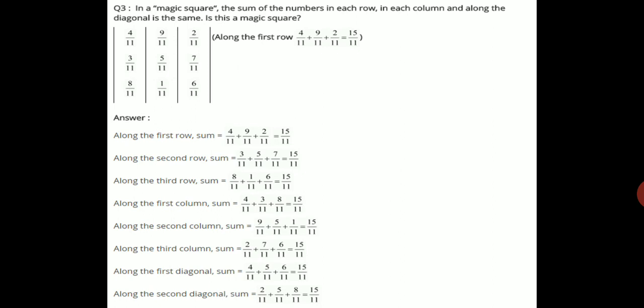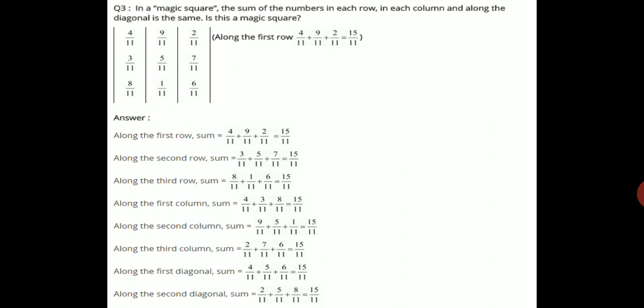Now the sum along the second row. In the second row, the first fraction is 3 by 11, the next fraction is 5 by 11, and the next fraction is 7 by 11. So it comes 3 plus 5, 8, 8 plus 7, 15. 15 by 11 is the answer.